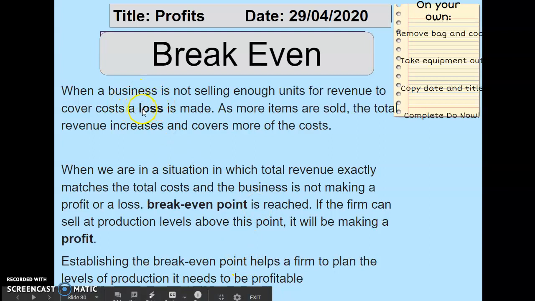The first one is about the loss, just when costs are higher than revenue. The second is break even, when the revenue is identical to our costs. And the third is the profit scenario, in which we have higher revenue than our costs, okay? So this needs to be in your books, by the way. So establishing the break-even point allows a firm to plan the levels of production it needs to be profitable, okay?